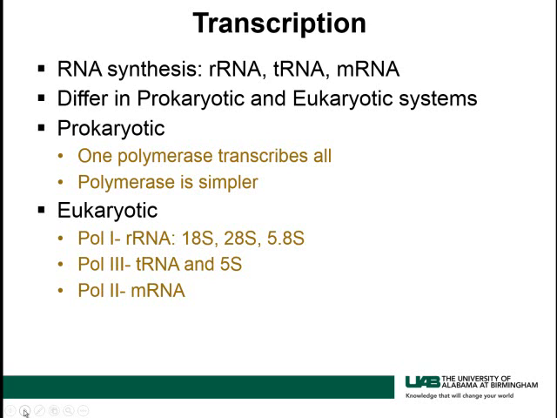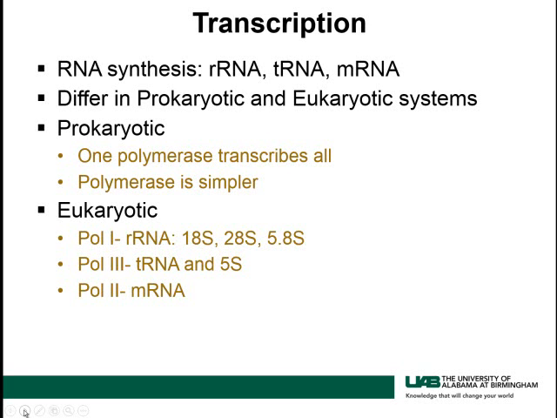Transcription. This is RNA synthesis where ribosomal RNA, transfer RNA, and messenger RNA are being synthesized. This is different in prokaryotic and eukaryotic systems. In the prokaryotic system, there's only one polymerase that transcribes all of the RNAs, and the polymerase is much simpler. In the eukaryotic system, however, there are three types of polymerases.